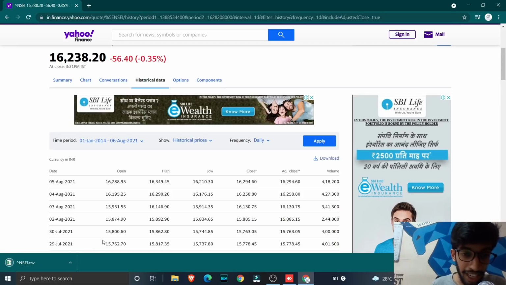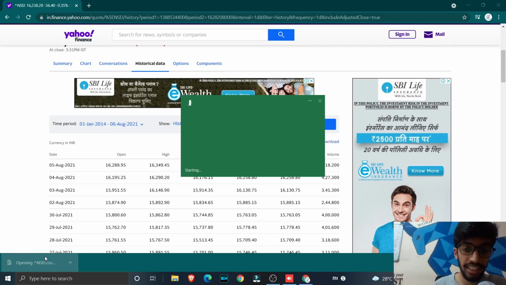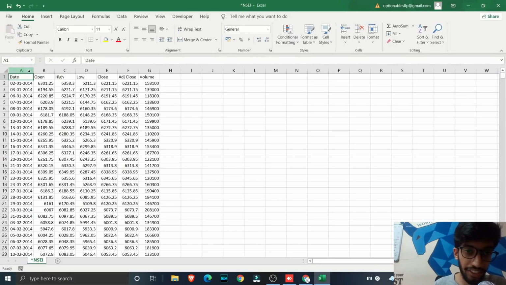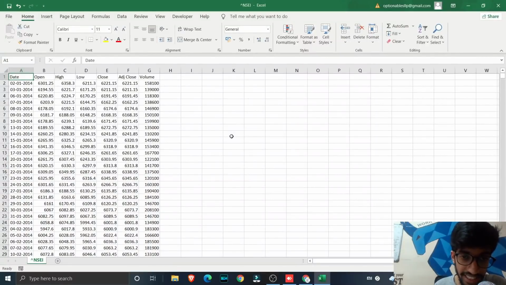With this, you have now downloaded the entire data from January 1st, 2014 till August 5th, almost 7 years, with a click. All you have to do is open the CSV file, and when you open it, you see that you have all the data available here. Now we are going to use this data and try to see the patterns in the market. How exactly will the market behave when you're doing an intraday trade? How exactly will the market behave when you're looking for a positional trade? We have the daily data here from 2014 up until 2021.